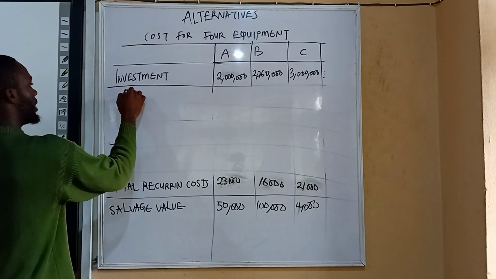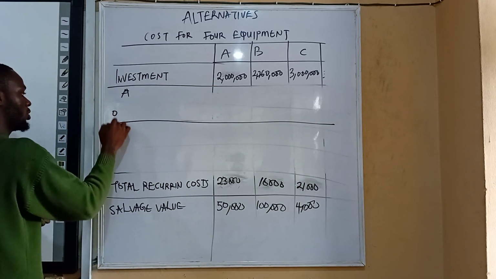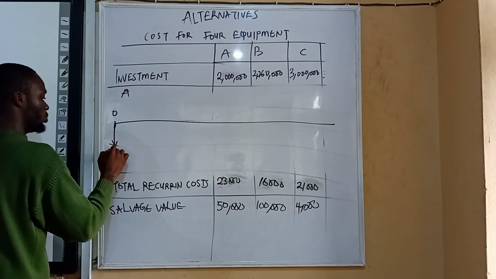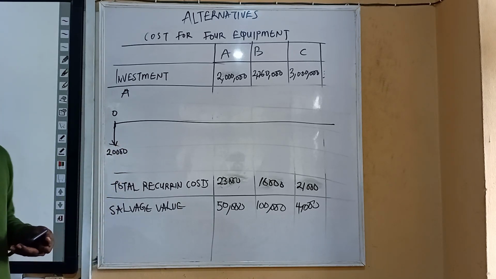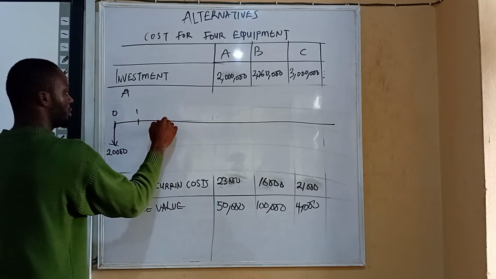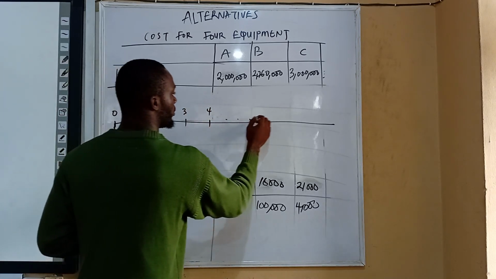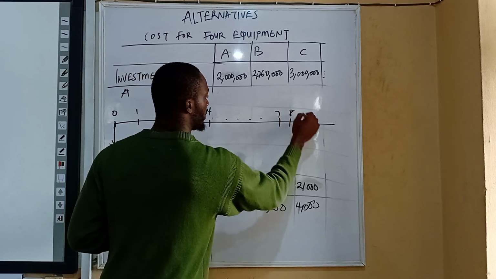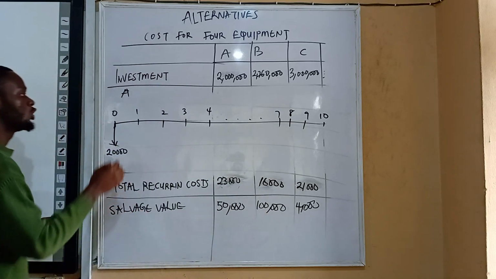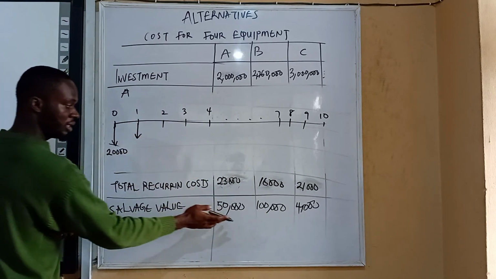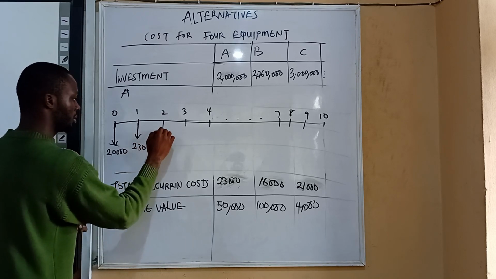So for equipment A, this is zero. We invested 2 million naira. And this equipment's useful life is 10 years: 1, 2, 3, 4, 7, 8, 9, 10. So every year you are spending 3,000. Do you understand?